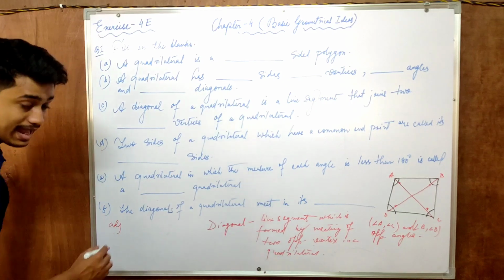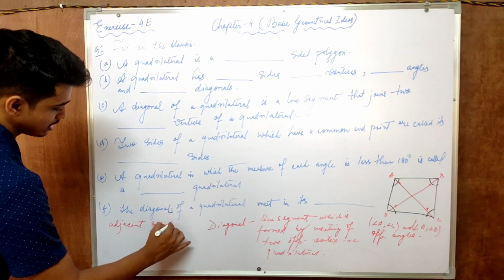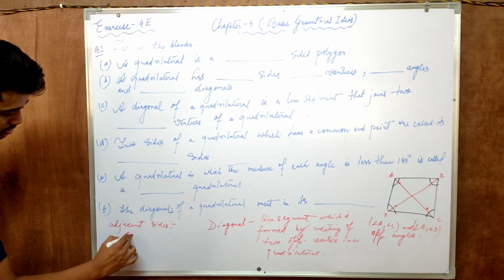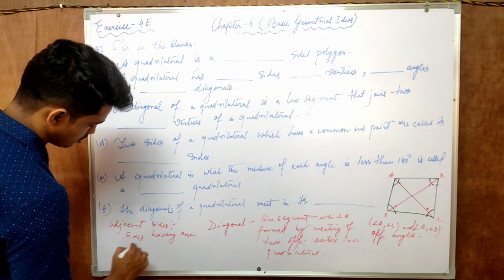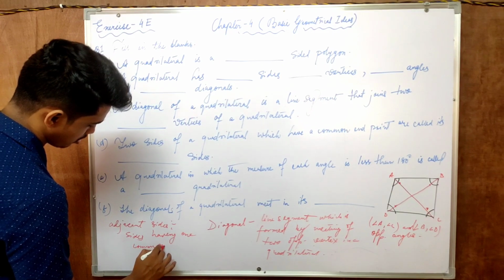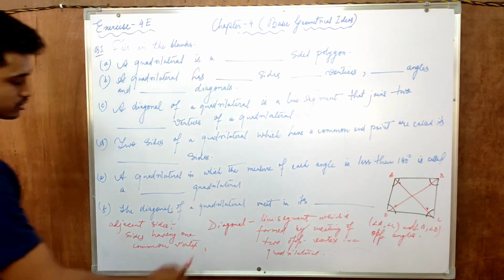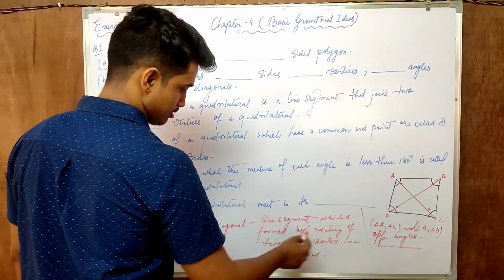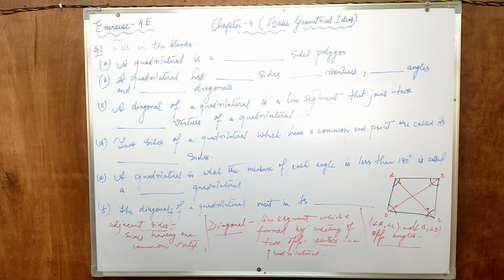So this is called adjacent sides. The key concept is sides having one common vertex. As simple as that. So that's about it. Opposite angles, then vertex, diagonal, and adjacent sides. That's it. Now we are eligible to solve this exercise.